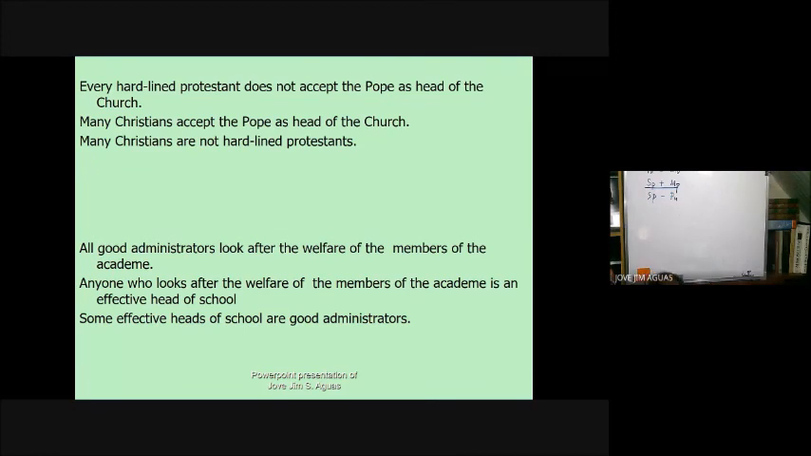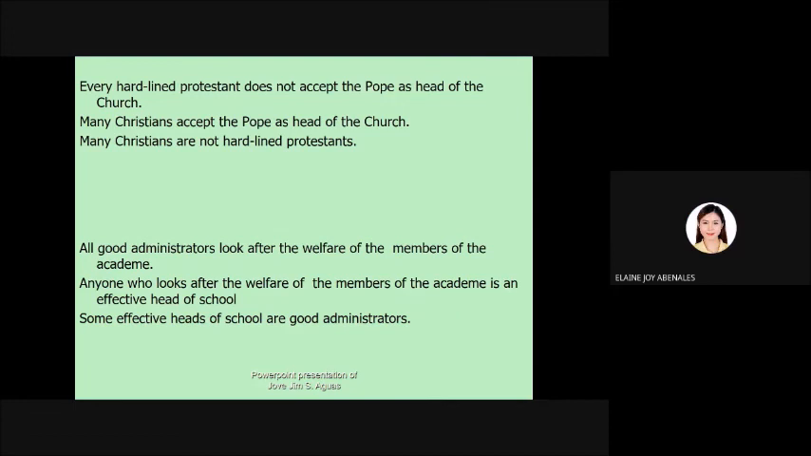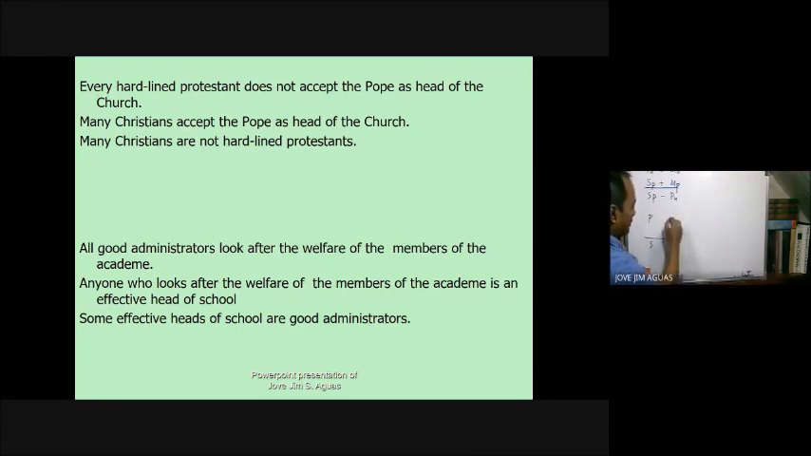So let's do the second one. Again, you write the line. It doesn't change. It's always like that. And then you identify: good administrators. Where do you find the good administrators in the major premise? Subject or predicate? Predicate. So you write P here. Obviously, this is now the M because you've already identified that that is the P. And the S is effective heads of school.